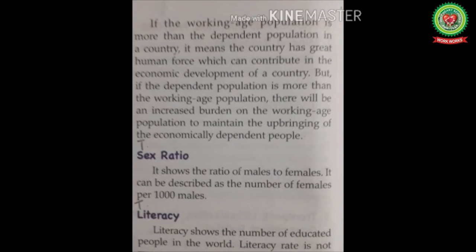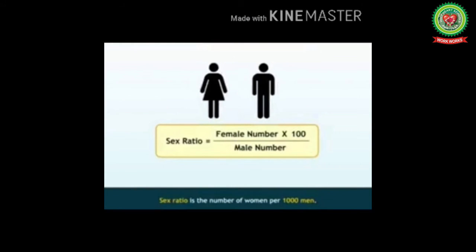Next point is sex ratio. It shows the ratio of males to females. It can be described as the number of females per thousand males.